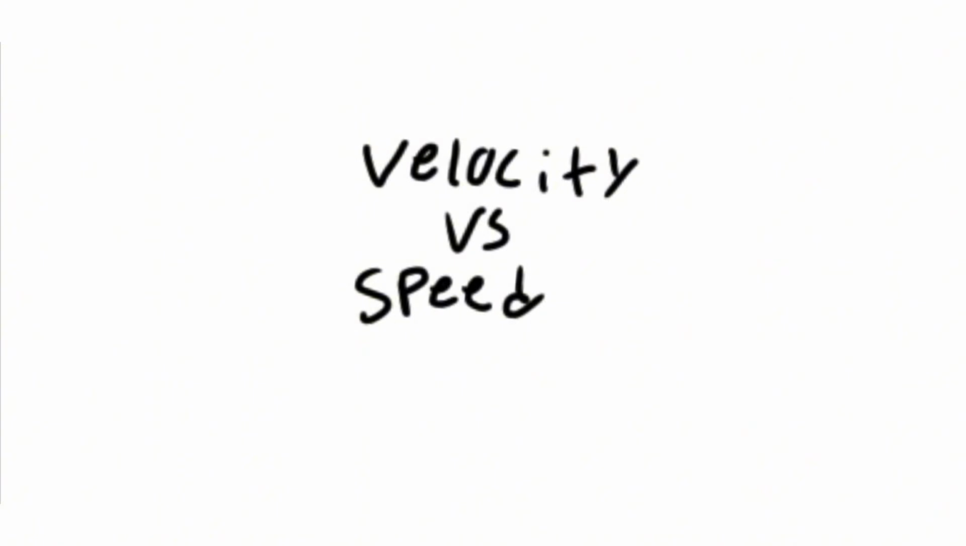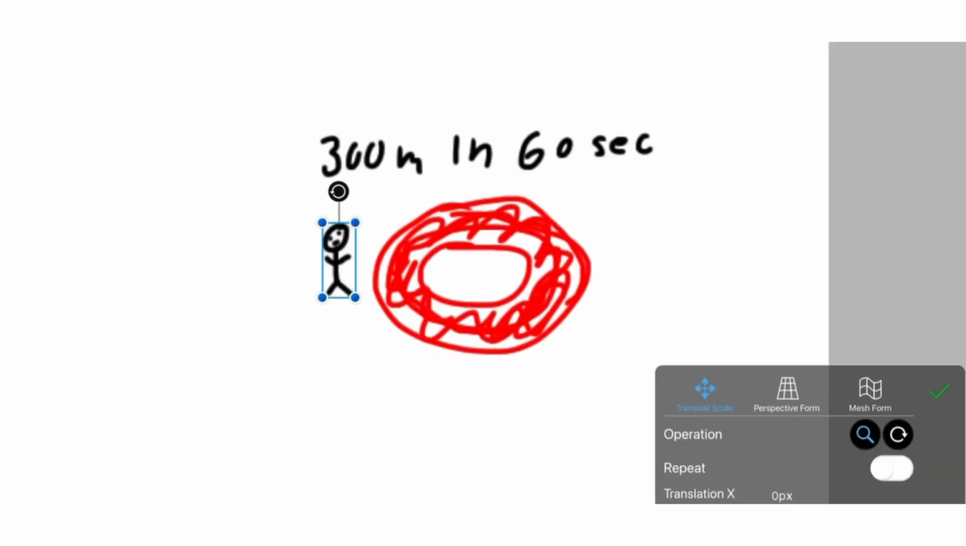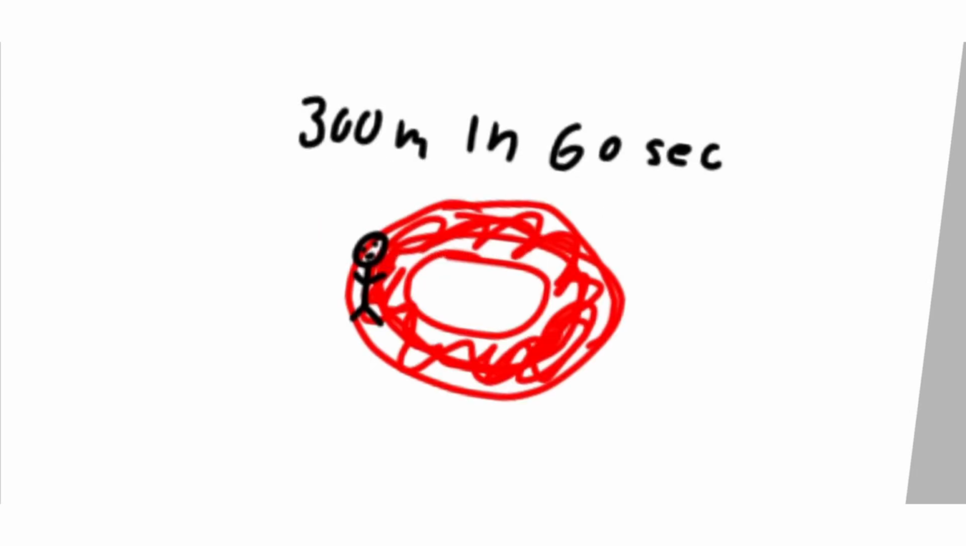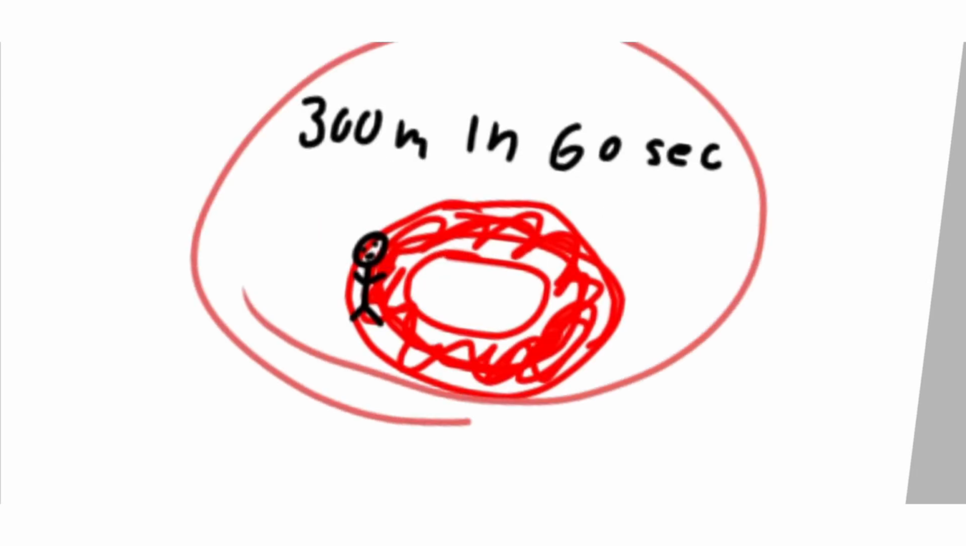Now, I'm going to talk about velocity versus speed. And while they may seem the same, they aren't. So, say you run 300 meters in 60 seconds. Well, to find your speed, we just do distance over time, which would be 300 over 60, and that would give us our speed.